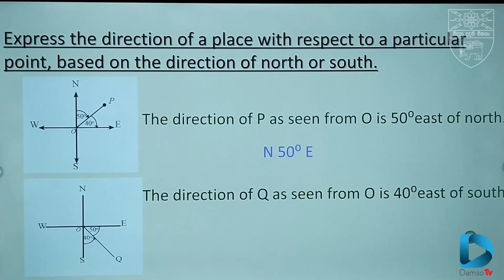The direction of Q as seen from O is 40 degrees east of south. 40 degrees east of south. We can write it as S 40 degrees E. S means south, E means east.